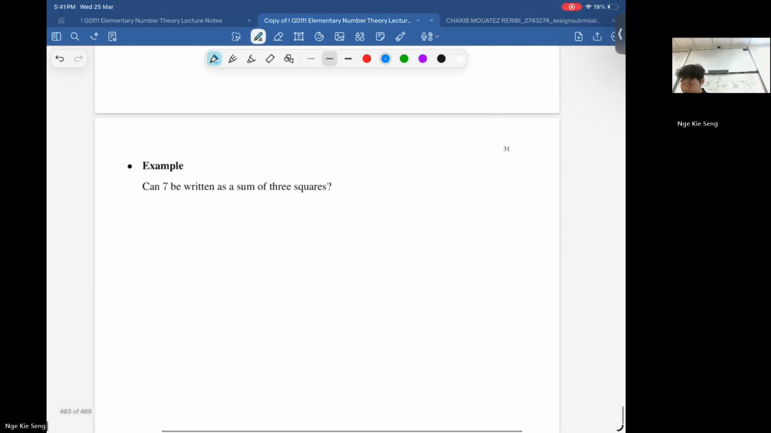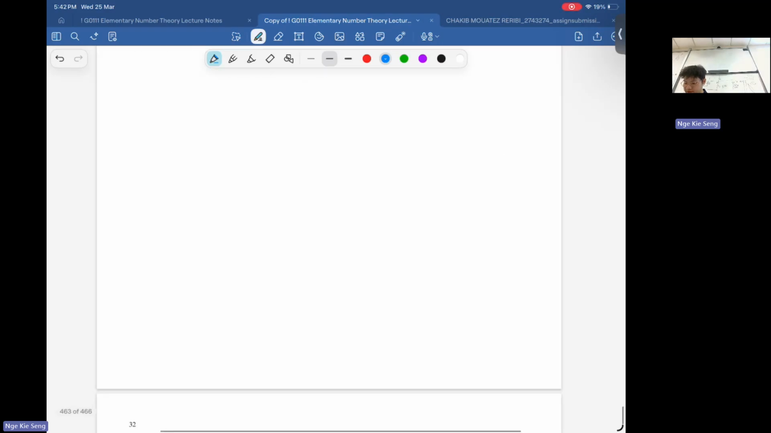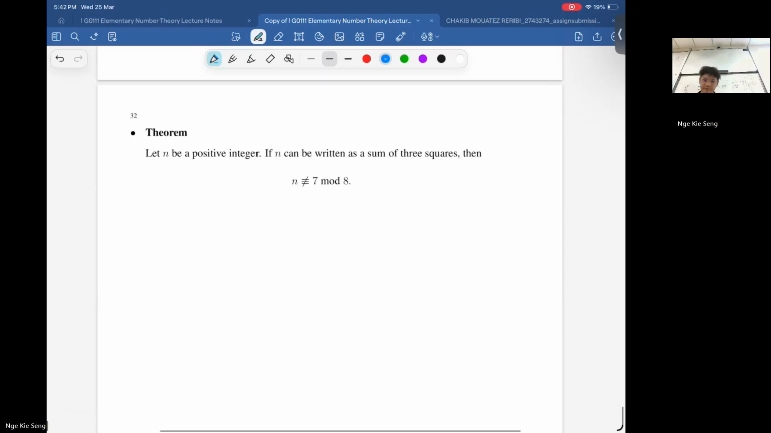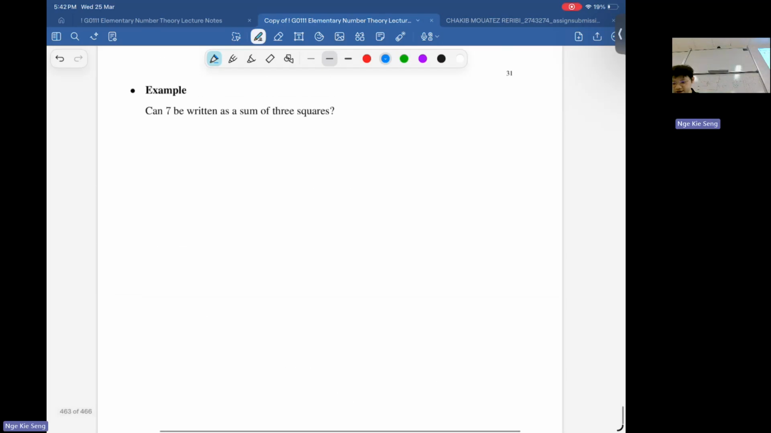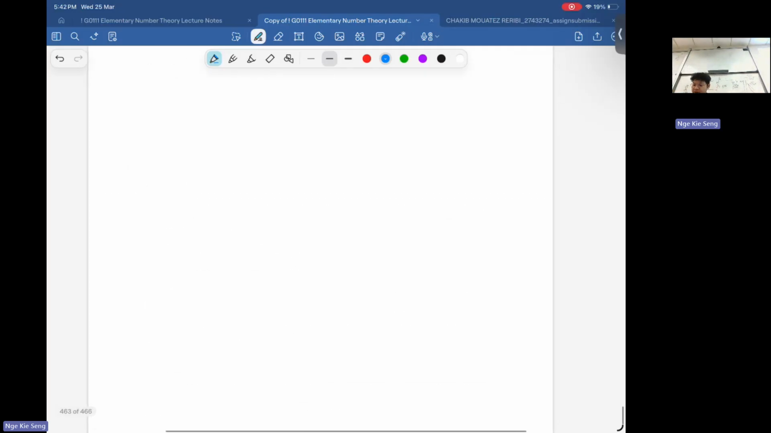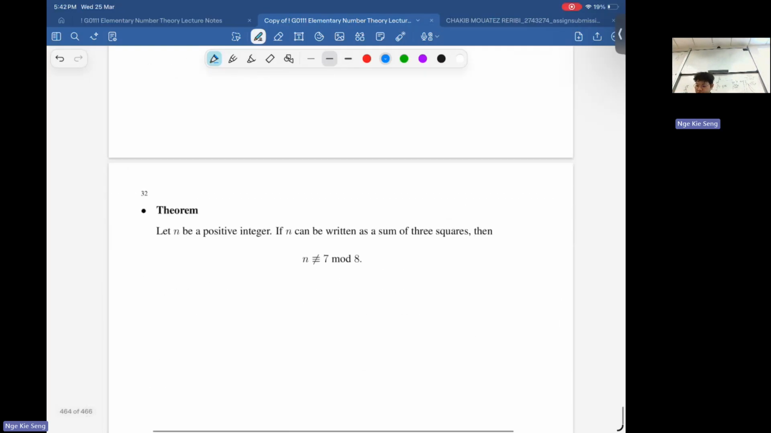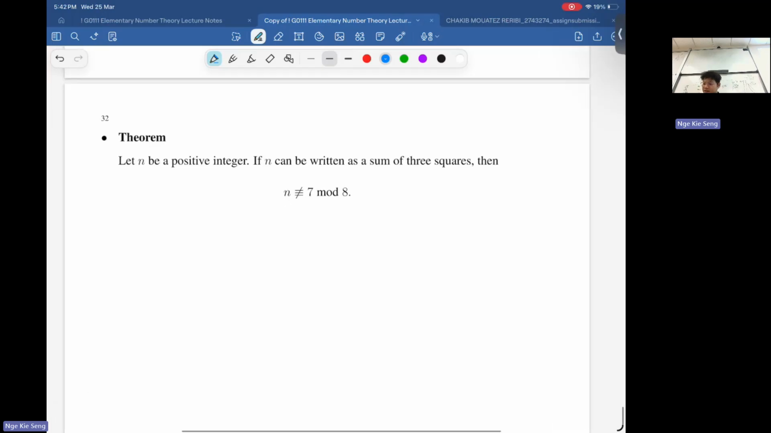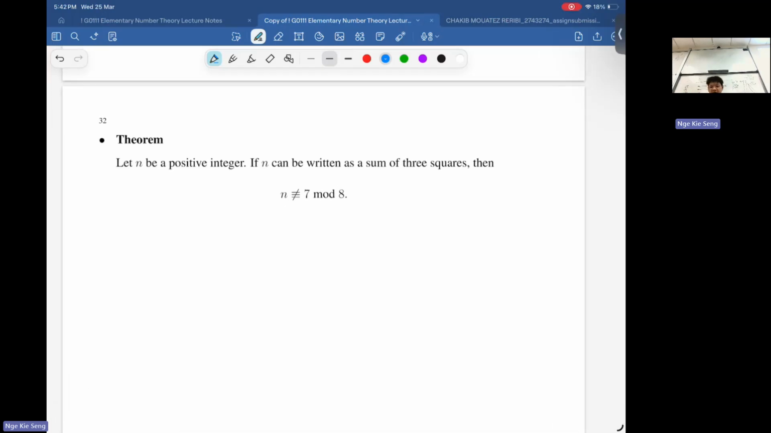Okay. So can 7 be written as a sum of 3 squares? This one we addressed just now, right? Okay, so next theorem, this is about 3 squares. I told you that not every integer can be written as 3 squares, right? But if it can be written as 3 squares, what happens?